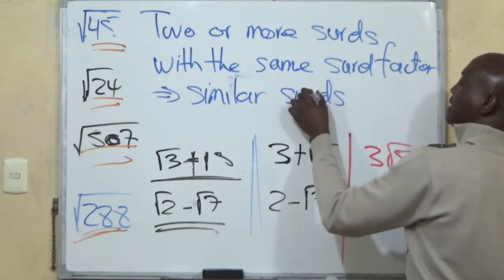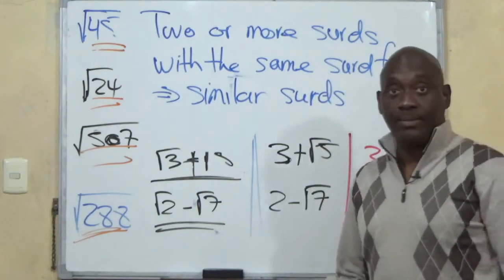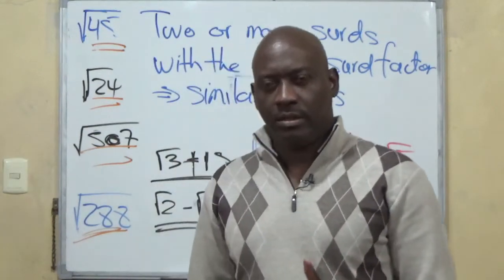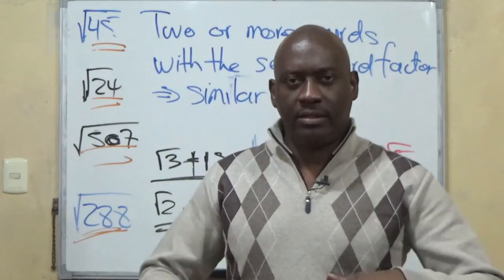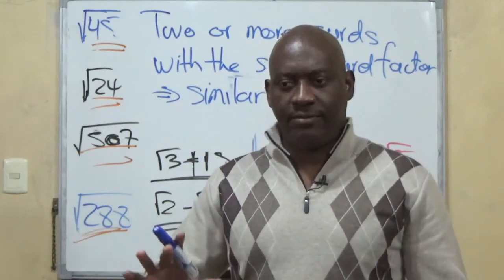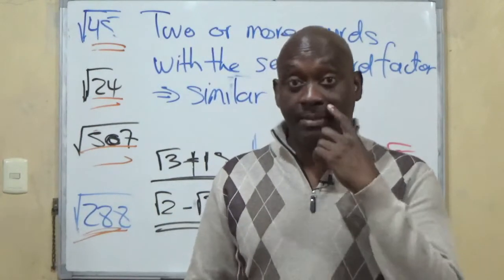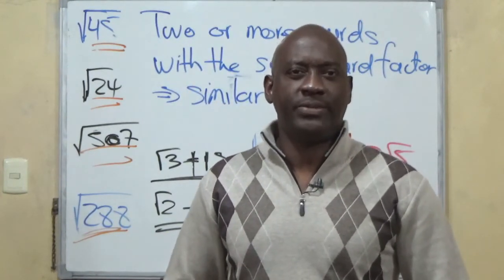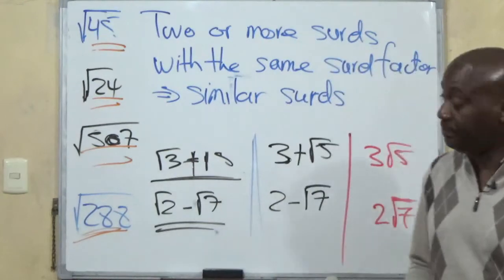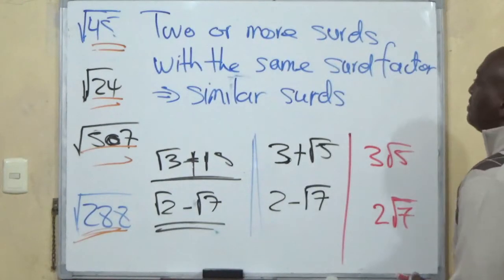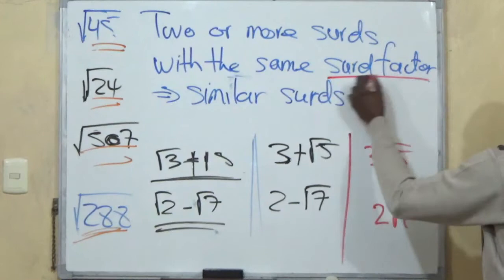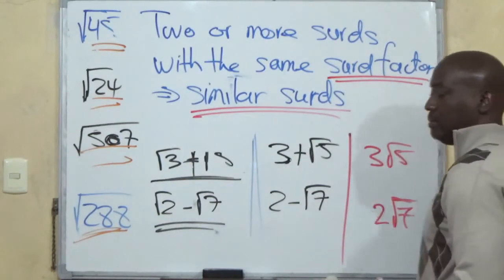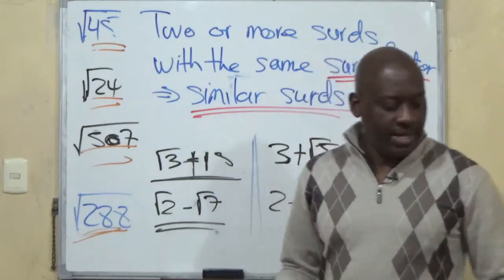Well, I thought surds were just an easy topic, yes? Of course they're an easy topic. But the topic being easy doesn't mean that there are not certain aspects of complexity in there. Sometimes part of the complexity is the issue of language, as we just described a minute ago. So if two or more surds have the same surd factor, those are what we refer to as similar surds. Sound like something hard? It ain't so hard, you know.